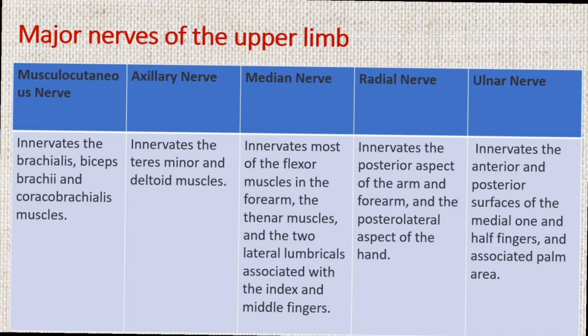Innervates the muscles of the hand, apart from the thenar muscles and two lateral lumbricals, flexor carpi ulnaris and medial half of flexor digitorum profundus. Sensory functions: innervates the anterior and posterior surfaces of the medial 1.5 fingers, and associated palm area.